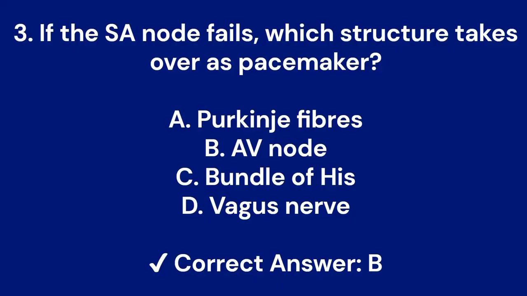3. If the SA node fails, which structure takes over as pacemaker? A. Purkinje fibers, B. AV node, C. Bundle of His, D. Vagus nerve. Correct answer: B. AV node.